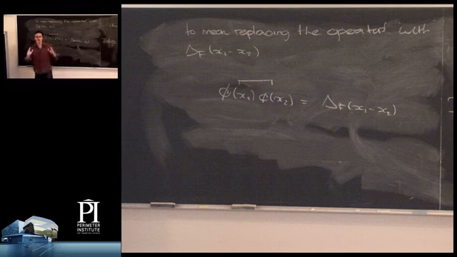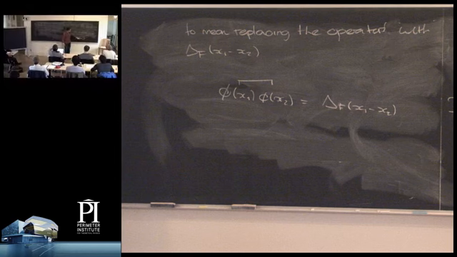So I give you a string of operators. The operation of contracting two of them, which is denoted by putting this line that connects those two, means just removing those two operators from the string and replacing them with this Feynman propagator, which is just a function, so it doesn't matter where it sits in the string of operators. You just put it out front.